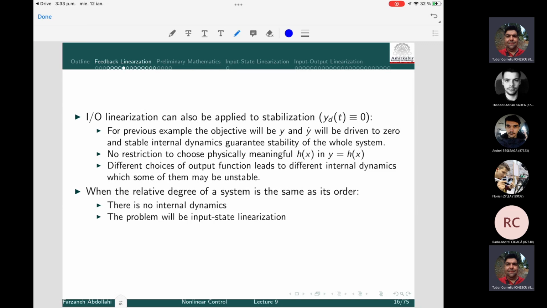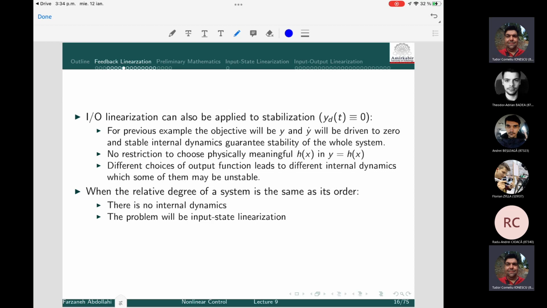Input-output linearization can also be applied to stabilization when you pick the desired trajectory to be tracked to be 0. So if you do this, then you achieve stabilization. For the previous example, the objective will be y and y dot to be driven to 0, and stable internal dynamics guarantee stability of the whole system. That makes sense.